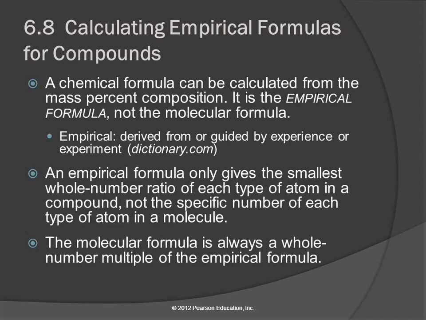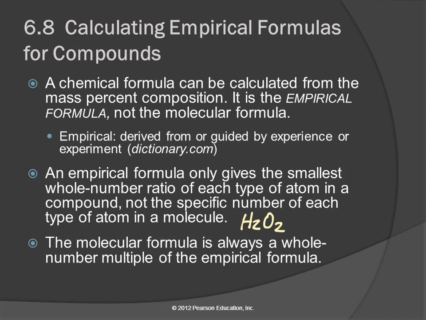The empirical formula gives the smallest whole number ratio. It does not tell us the actual number of each type of atom in a molecule. So we should probably have an example or two here. You've probably all heard of the compound hydrogen peroxide. The formula for hydrogen peroxide is H2O2.